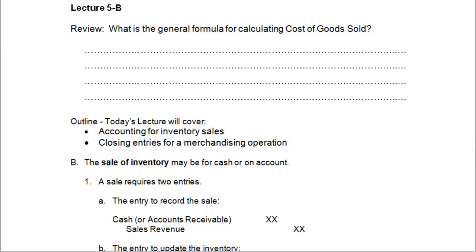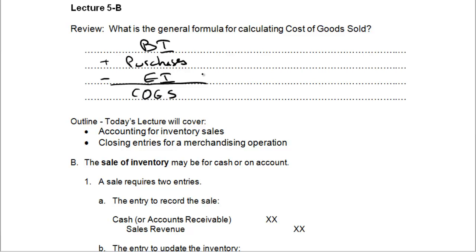Before we kick off with the lecture, let's do a quick review from Lecture 5A. So, what is the general formula for calculating cost of goods sold? If you recall, and this really works for any kind of inventory, it is beginning inventory plus purchases minus ending inventory equals cost of goods sold.